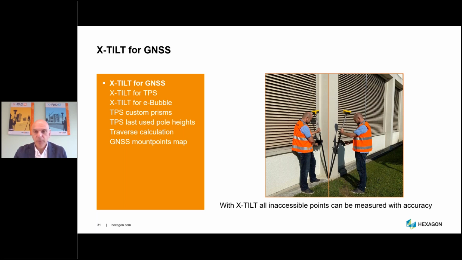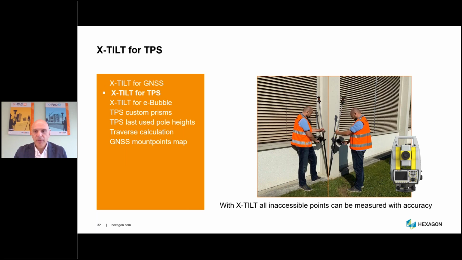So here it's not possible to keep the pole vertical, and you can, with X-Tilt, take the measurement of this point 2 times with 2 different inclinations, and then the software is able to calculate the coordinates of the point with accuracy. And the same happens for the total station. Again, here you cannot keep your prism completely vertical, and you want to know the coordinates of the corner of the column. And you can take 2 measurements with 2 different inclinations, and then you are able to get the coordinates of the point.